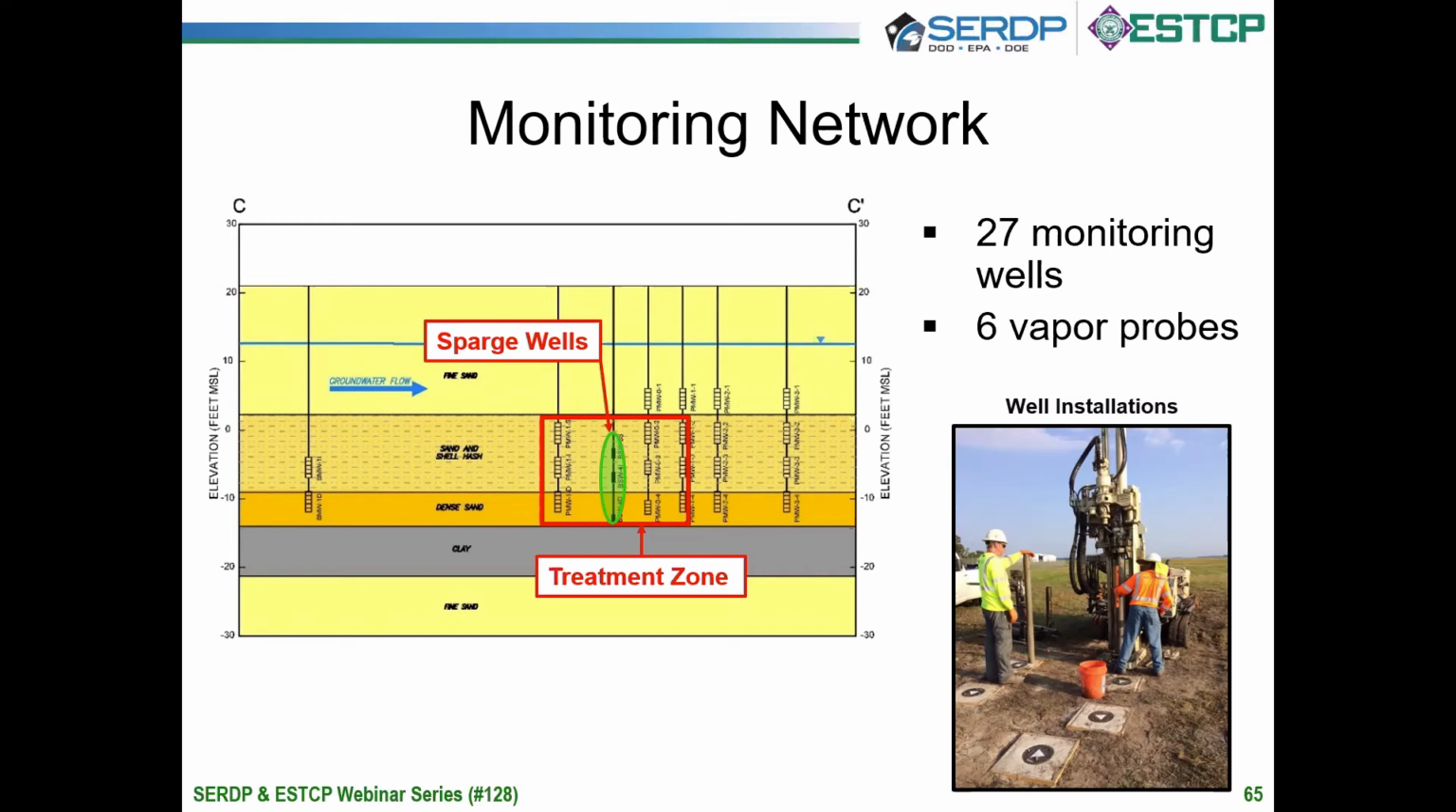This cross section shows groundwater flowing from left to right, basically going through our treatment zone. The green oval shows our 3 sparge wells at the different intervals. The red square shows basically our area of influence from those sparge wells. So we have wells within the treatment zone, but we also have several wells down gradient and wells above, and then wells up gradient of the treatment zone. These are our control wells.